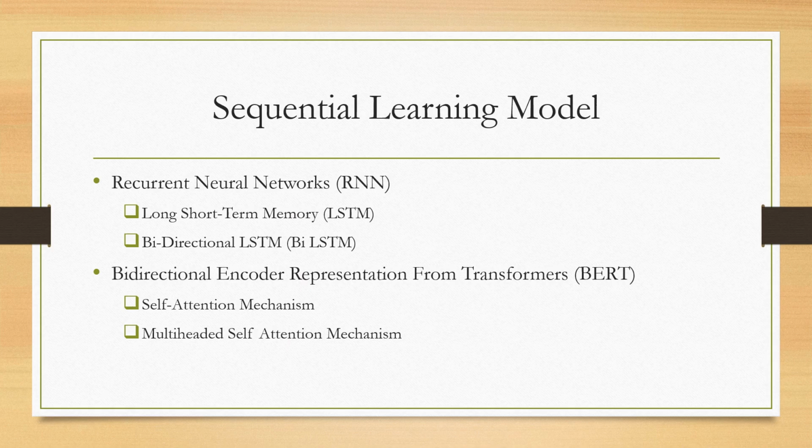In today's session, we discussed how these main NLP algorithms handle sequential data, that is textual data. First are RNN and its variants LSTM and bidirectional LSTM. Second is BERT, and we discuss its components self-attention and multi-headed self-attention.